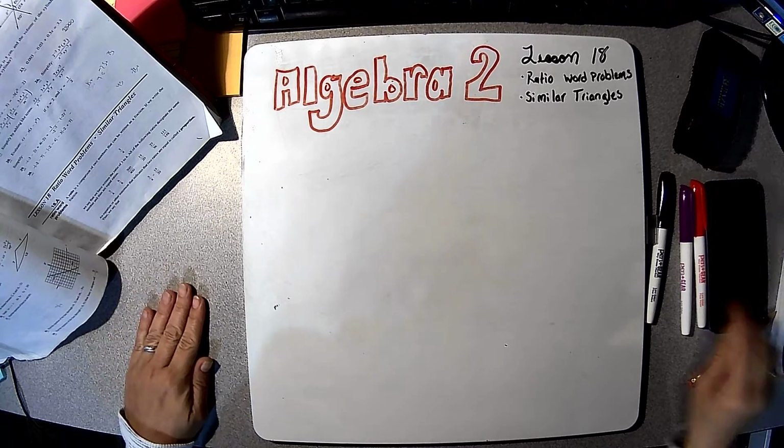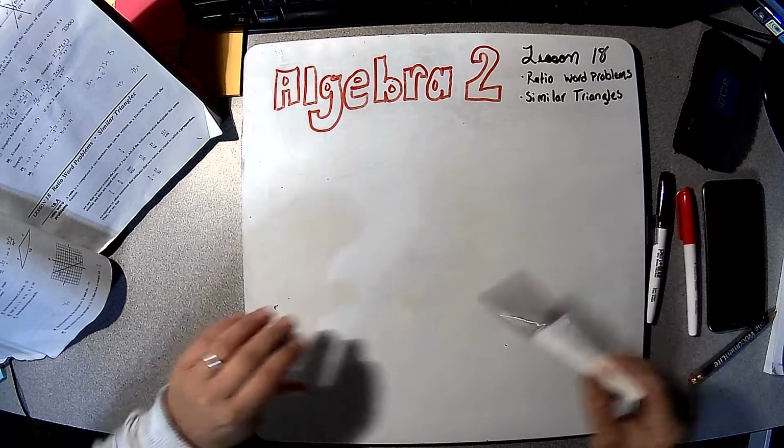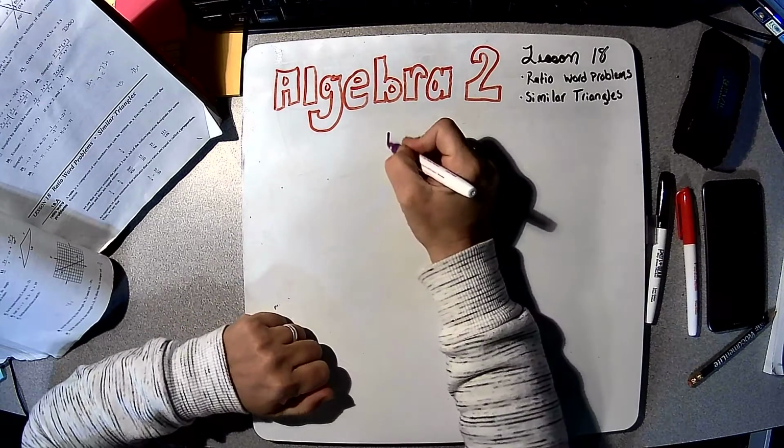Hi everybody, this is Algebra 2, Lesson 18, and this lesson is about ratio word problems. So first we're going to talk about ratios.